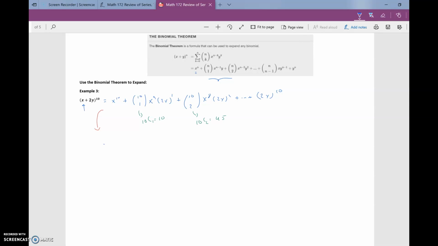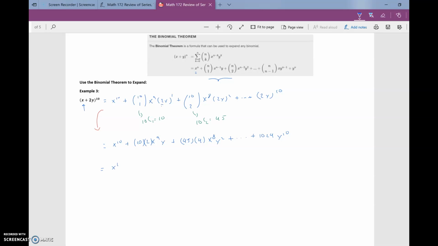For the first term, you're just going to get x to the 10th plus 10 times 2, technically, x to the 9th, and then y. I already took that 2 out. So plus 45 times, let me just put parentheses because I'll forget, 45 times 4, x to the 8th, y squared, plus all the way to the nth. So 2 to the 10th power is 1024. So 1024 y to the 10th.